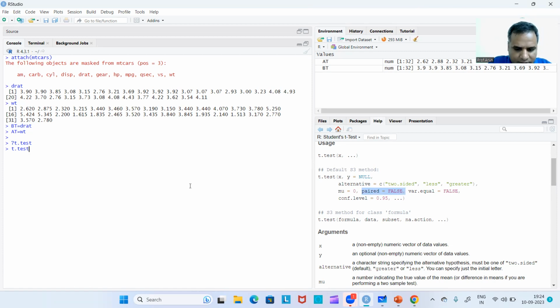So t.test, BT, comma, AT, paired equal to. See, by default this takes false. By default this is false, so I will make it true. I'll only write T. Let me check what happens.